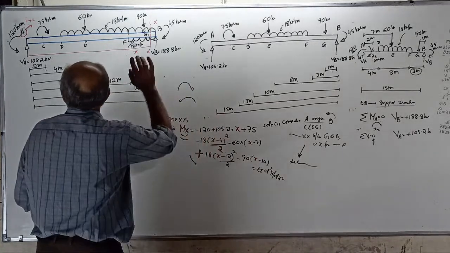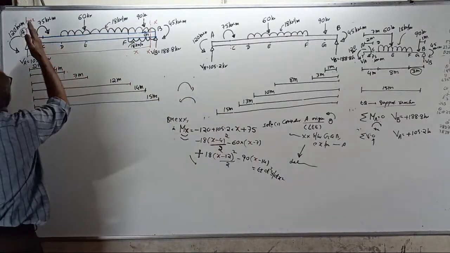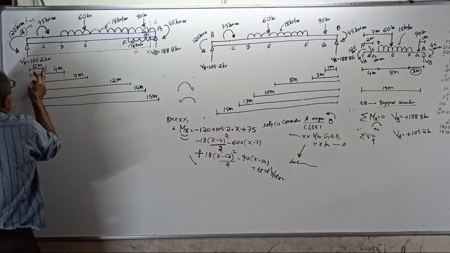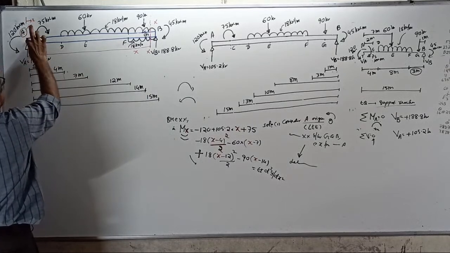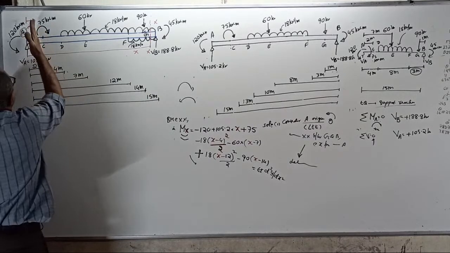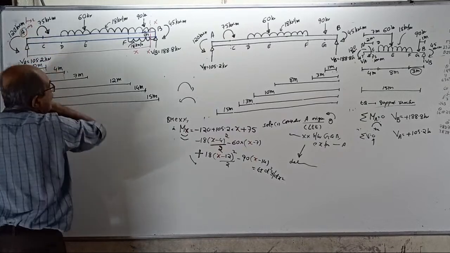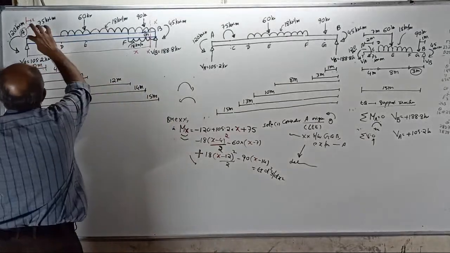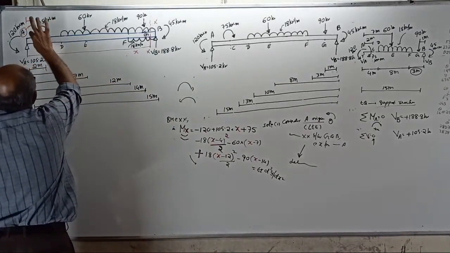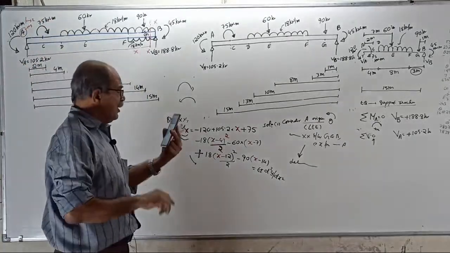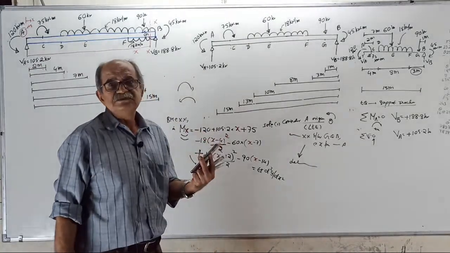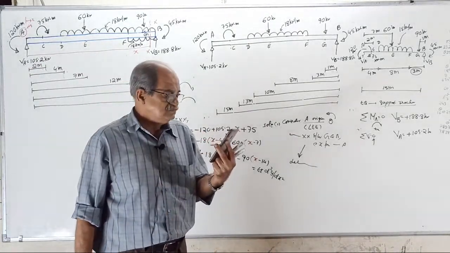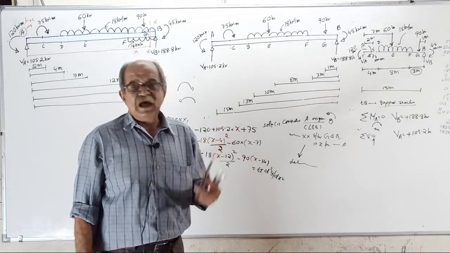Couple will come. But suppose I want the bending moment here, before 2 meter. Suppose at 1 meter you want. Then if I look this way, will this couple come or not come? Tell me. If I want the bending moment after A but before C, will that couple come or not? No. That couple will not come.